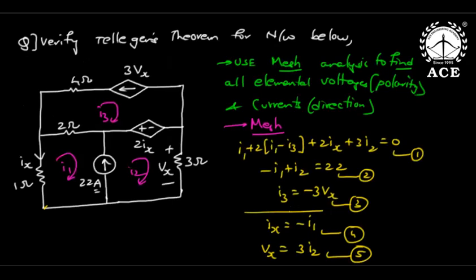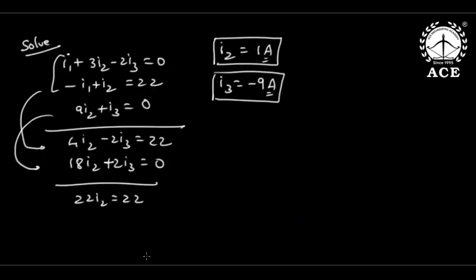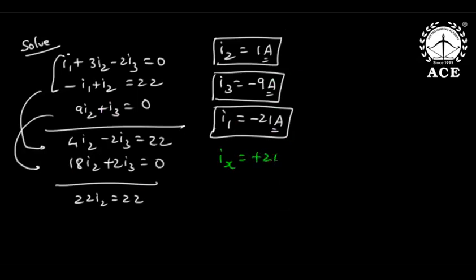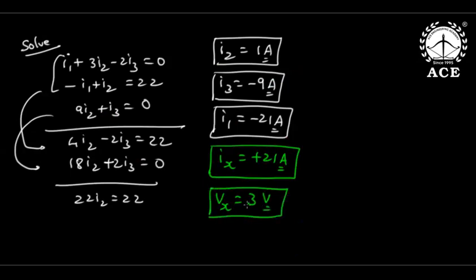Then what is I1? We substitute to get I1. I1 will be I2 minus 22, which is minus 21. Then Ix: the link equation says Ix is minus I1, so minus of this is plus 21 amperes. Then what is Vx? Vx is nothing but 3I2, that is 3 volts. So we got everything.